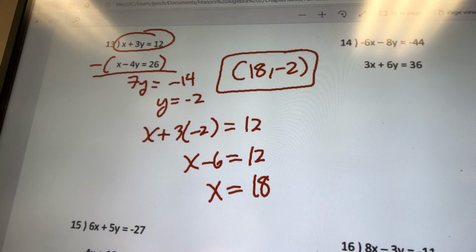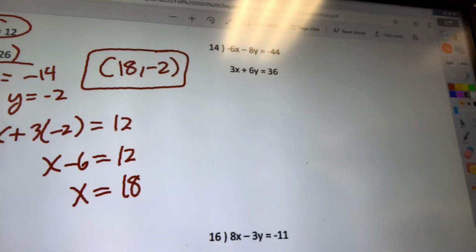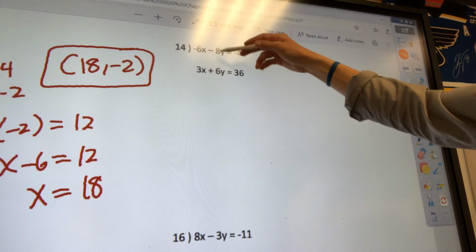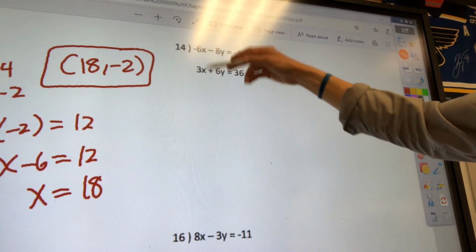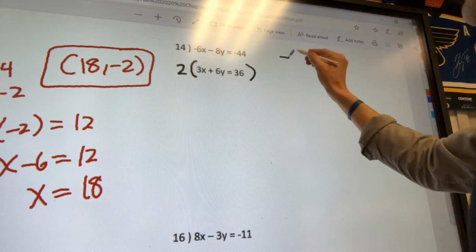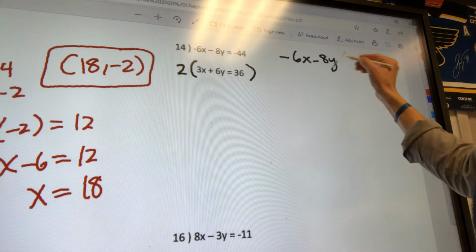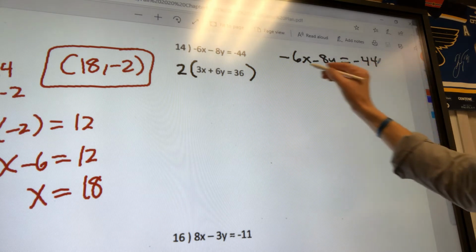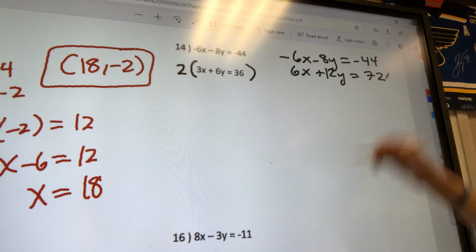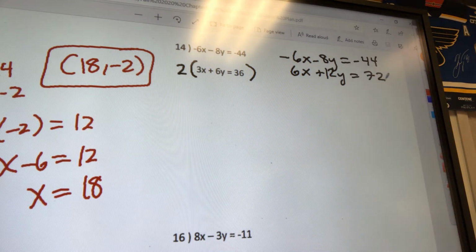Then I would like to do number 14 with you. We might say 15, 16 for when I see you getting class. So here's the thing. I don't have the exact same or opposite y's. I don't have the exact same or opposite x's, but I can really do something here. If I double that bottom equation, then I get 6x plus 12y is 72. Then my x's are opposites.